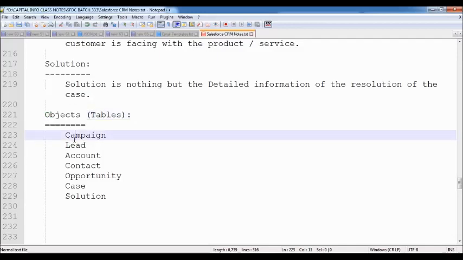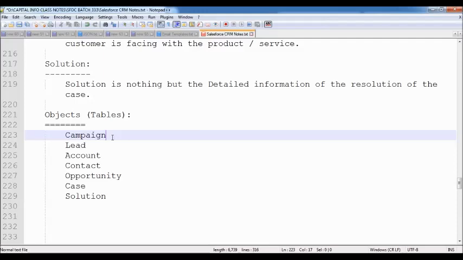Now, as part of CRM, we use various objects. The campaign object, that means the campaign table, contains all the marketing related information. The lead table holds all the lead records information. The account table holds all the customers' information. The contact table holds the customers' contact details. The opportunity table holds revenue information. The case table holds problems information, nothing but customers' problems information. The solution table has all the customer solutions: for the cases raised by the customer, the solutions that we have offered are available inside the solution object.